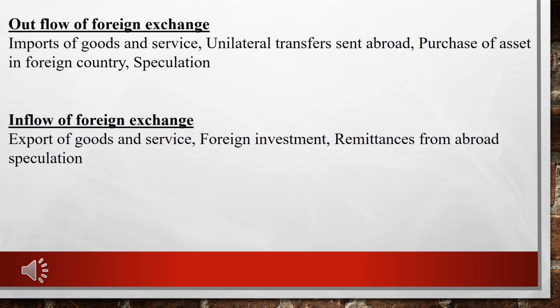Inflow of foreign exchange. Export of goods and services, foreign investment, remittance from abroad, and speculation are the inflow of foreign exchange.